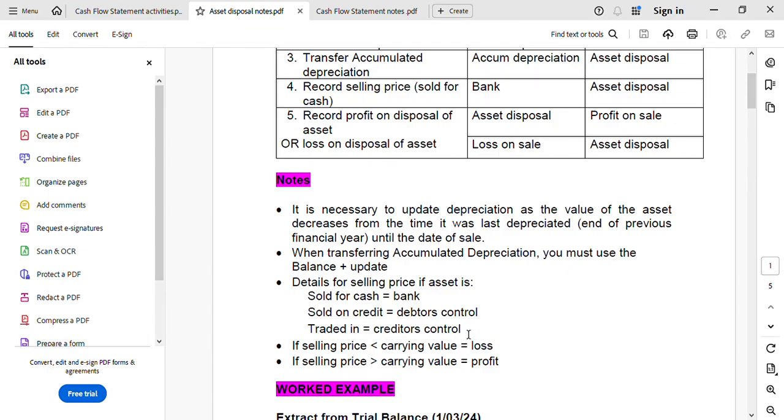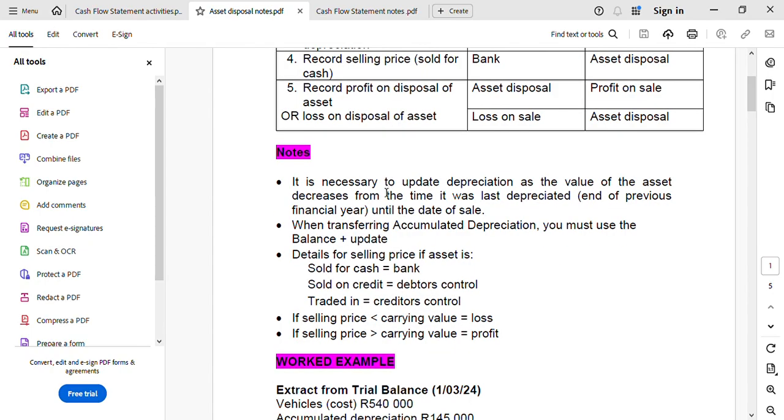The last step for asset disposal is to calculate and record profit or loss on disposal of assets. To do this, the first thing you need to do is work out the carrying value, and then compare that carrying value with the selling price. If your selling price is below the carrying value, then you are going to make a loss. A loss is an expense which would get debited, asset disposal credited.